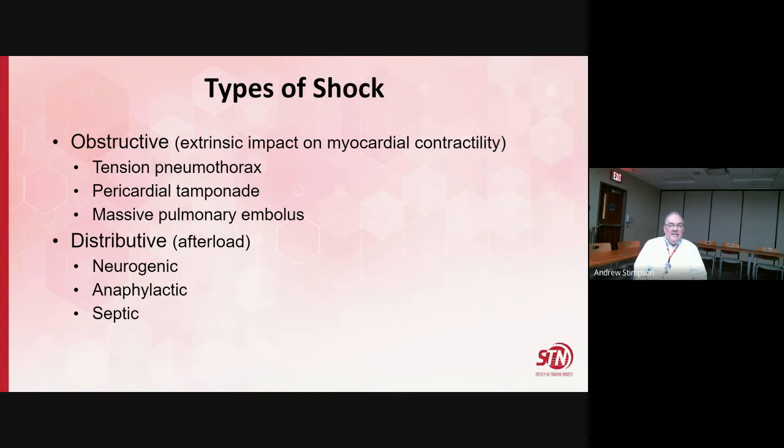Distributive shock, think about this as an afterload problem. So you lose your vascular tone for one reason or another. Neurogenic shock from a cervical or high thoracic spinal cord injury is the one we see in trauma. But again, if you're in the emergency department, anaphylactic shock. If you're in the ED or now even in the ICU, septic shock will be another one where your peripheral vascular resistance is negatively impacted.